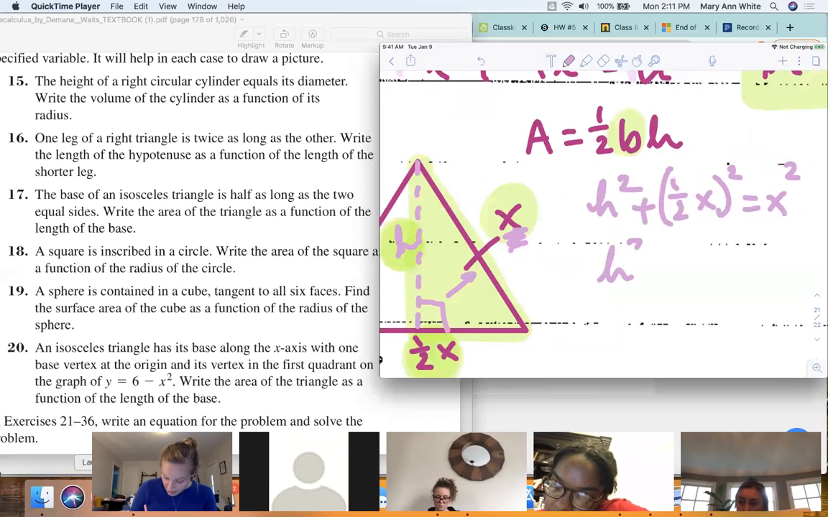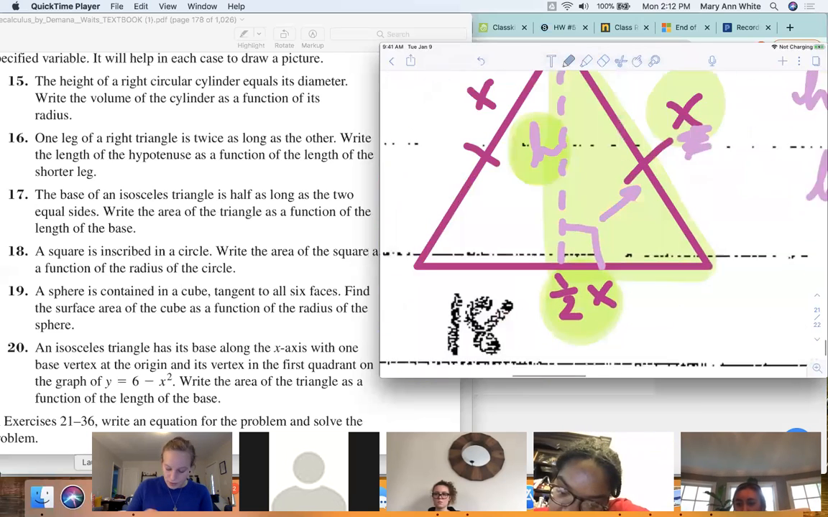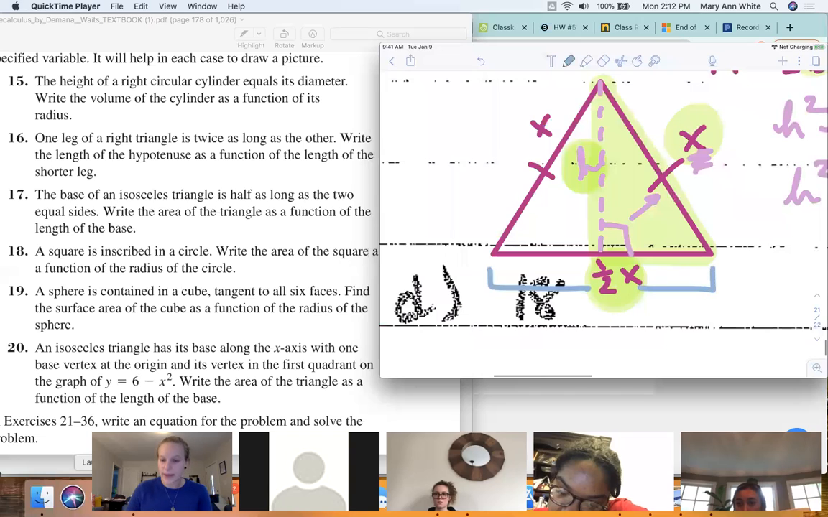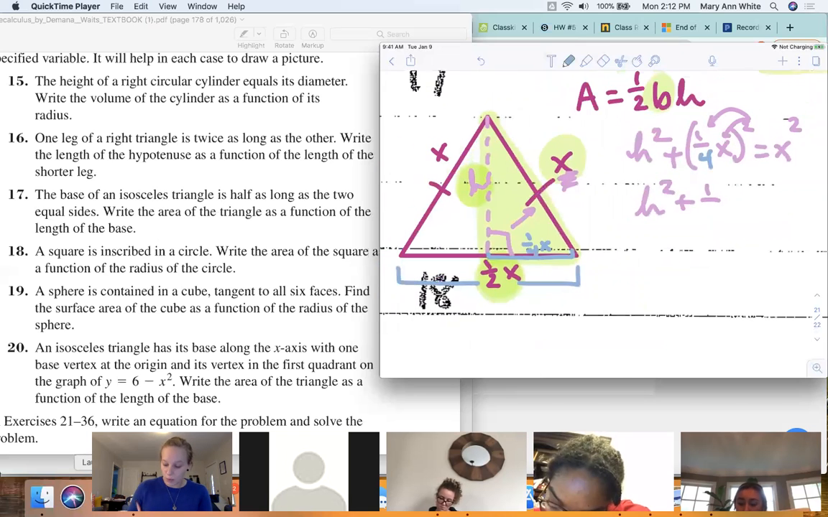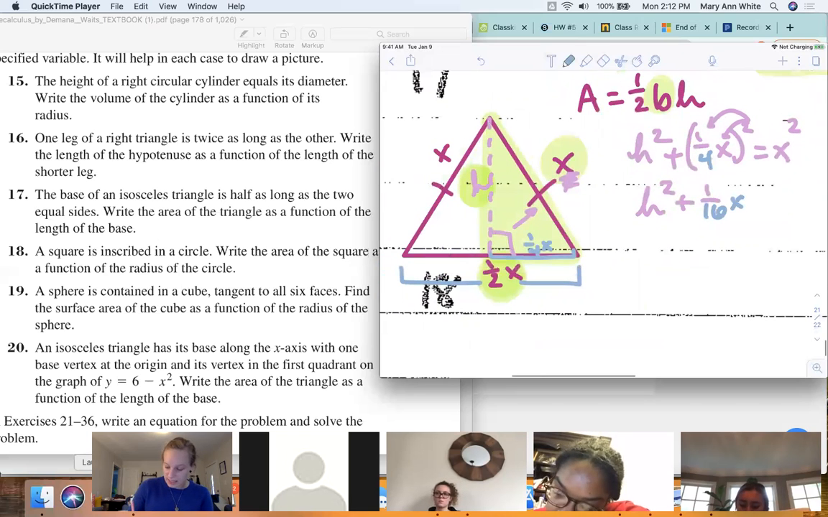H squared has to stay the same. I square my 1/2. Well, that's 1/4. I square my, ooh, no, I messed up. I messed up because 1/2 X is the whole base. If I'm doing 1/2 of that for this side, it's only 1/4 X. When I plug in 1/4 X squared, it becomes 1/16 X squared.